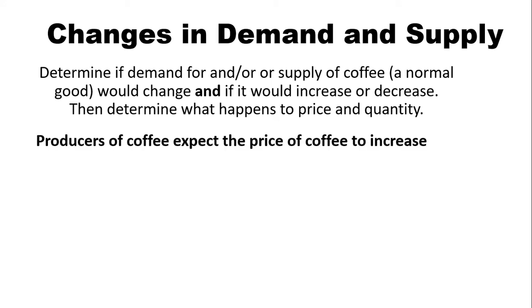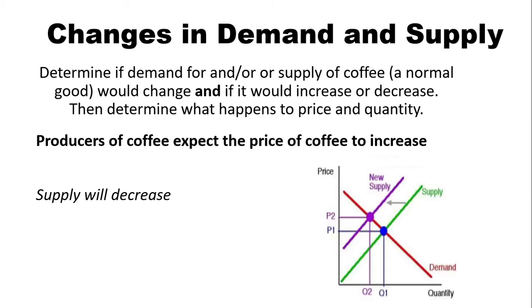Okay, so if the producers of coffee expect the price of coffee to increase. Now, again, whenever we see the word producers or production, we know it has to be supply. And if we expect it to increase, we don't want to sell it now, we want to wait. So supply is going to decrease. So if supply decreases, price increases and quantity decreases.